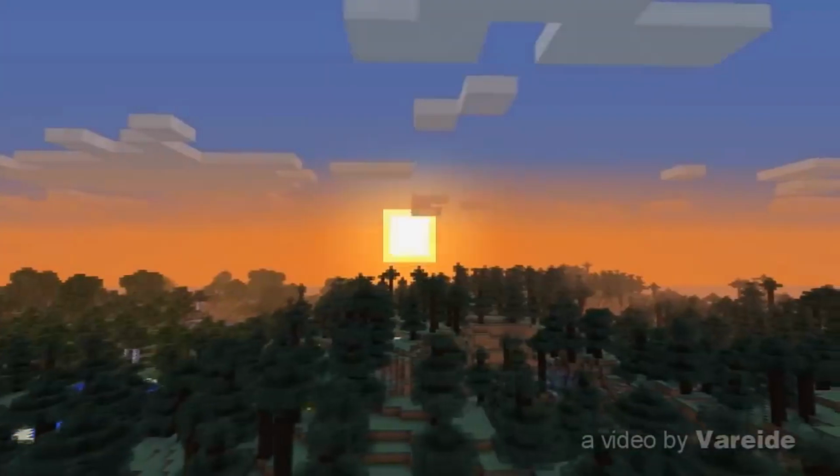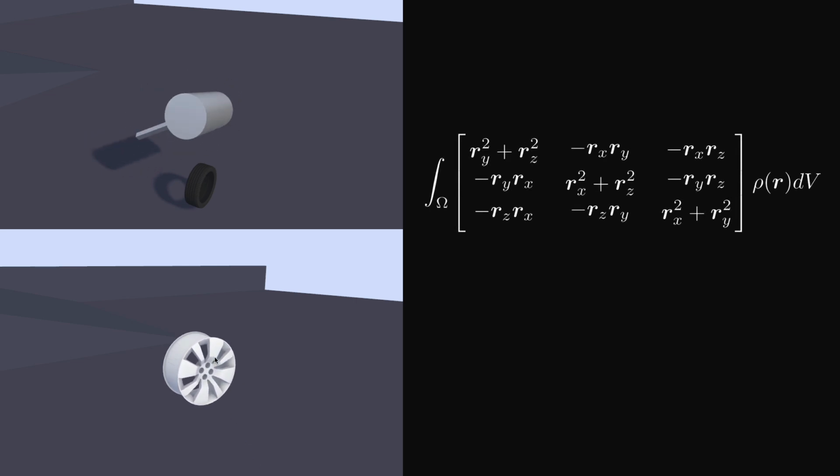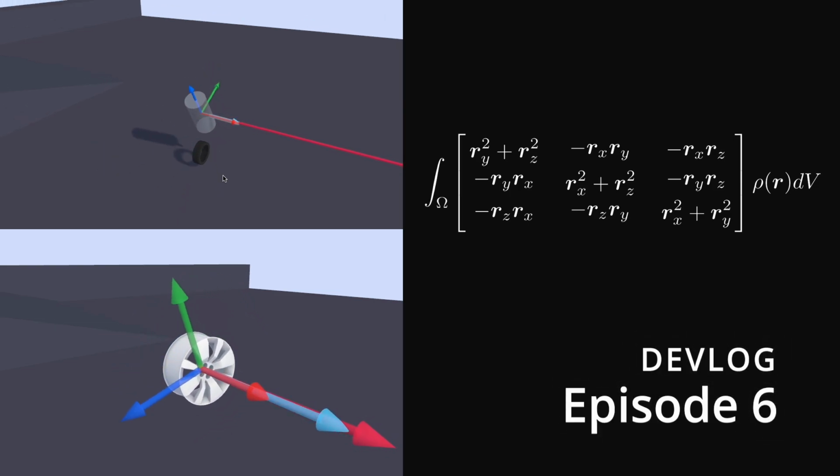Well, okay, but I don't want to do that. I want to simulate all kinds of closed triangle meshes, like this screw thing or my wheel rim. To do that, I need to compute their inertia tensors, which is what I want to go into detail about today. So welcome to my 6th Devlog episode.